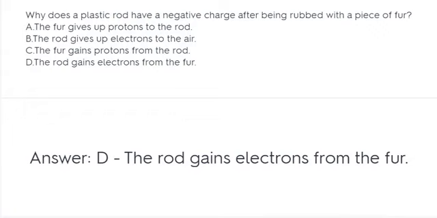Why does a plastic rod have a negative charge after being rubbed with a piece of fur? A. The fur gives up protons to the rod. B. The rod gives up electrons to the air. C. The fur gains protons from the rod. D. The rod gains electrons from the fur. Answer: D. The rod gains electrons from the fur.